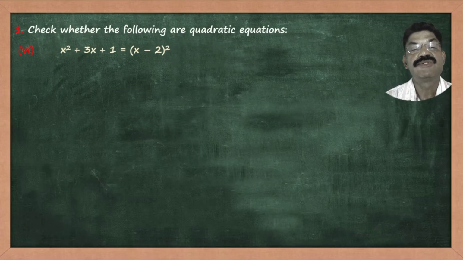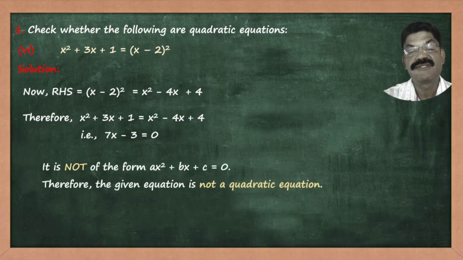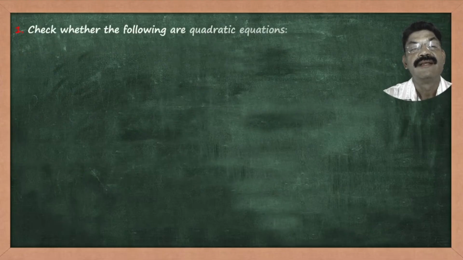Sixth problem. x square plus 3x plus 1 is equal to (x minus 2) whole square. So there is nothing to expand on the left hand side. You expand the right hand side, it is (x minus 2) whole square, which is equal to x square minus 4x plus 4. Now I equate both sides and I am left with 7x minus 3 equal to 0 after cancelling x square, because x square is present on both sides, so I cut it out. It is not at all a quadratic equation. Remember, the x square term is missing.